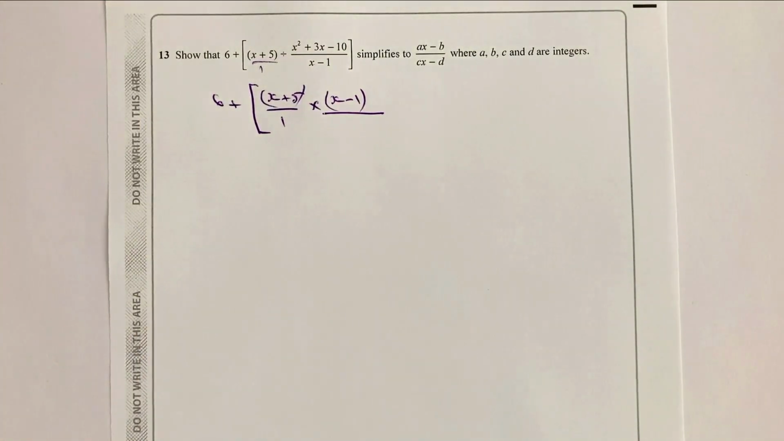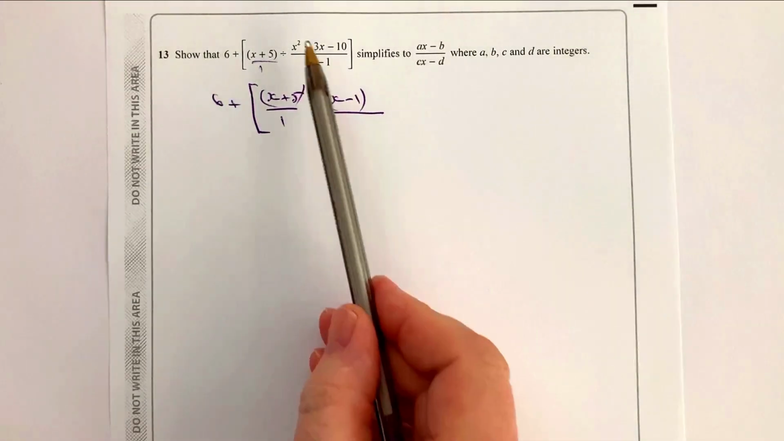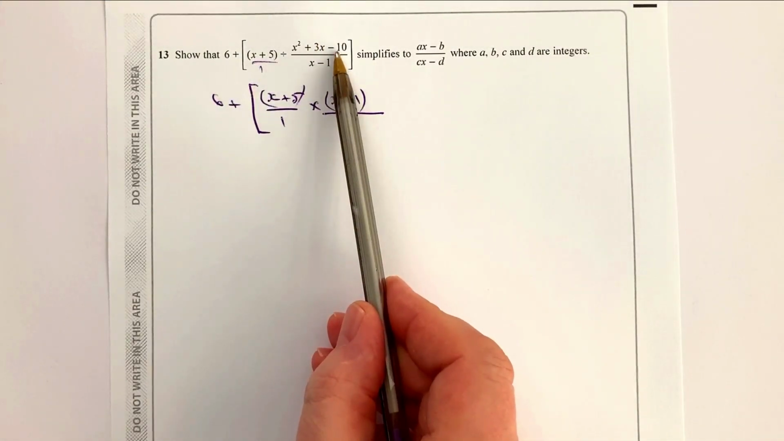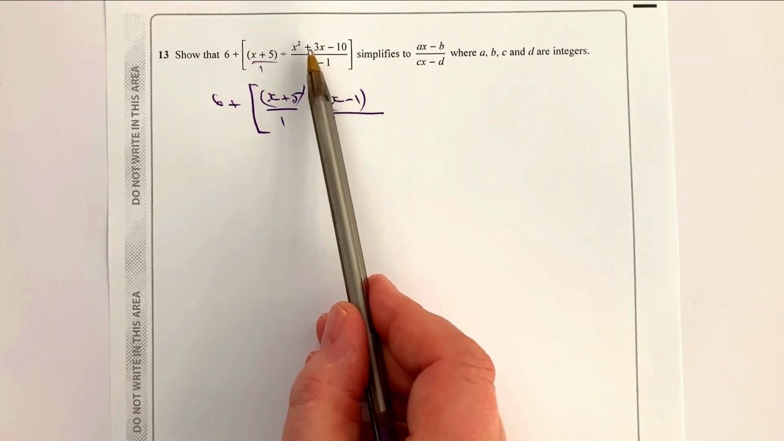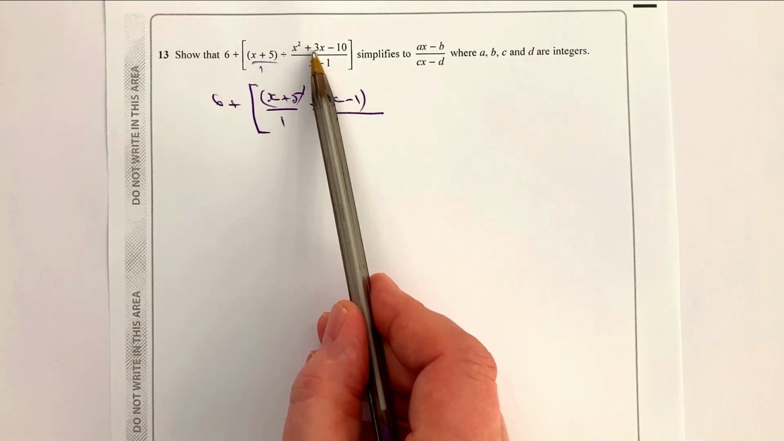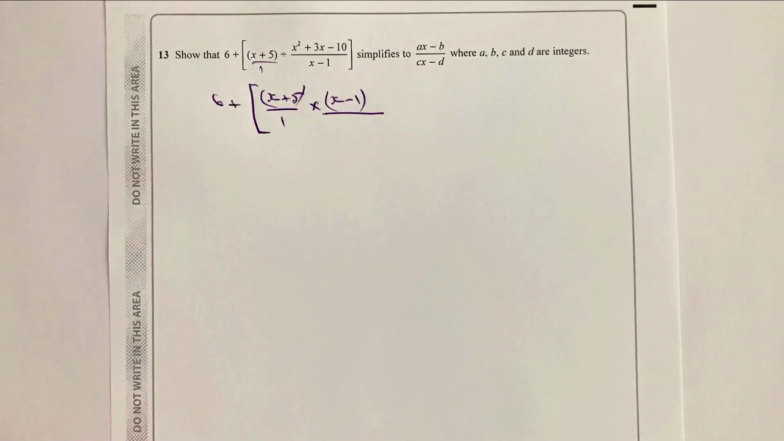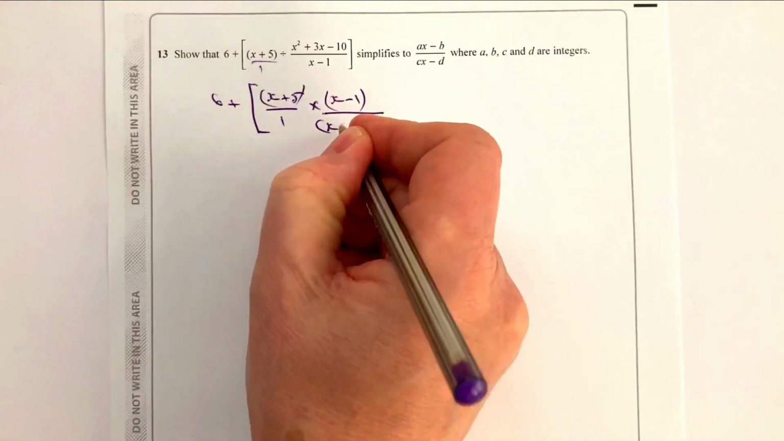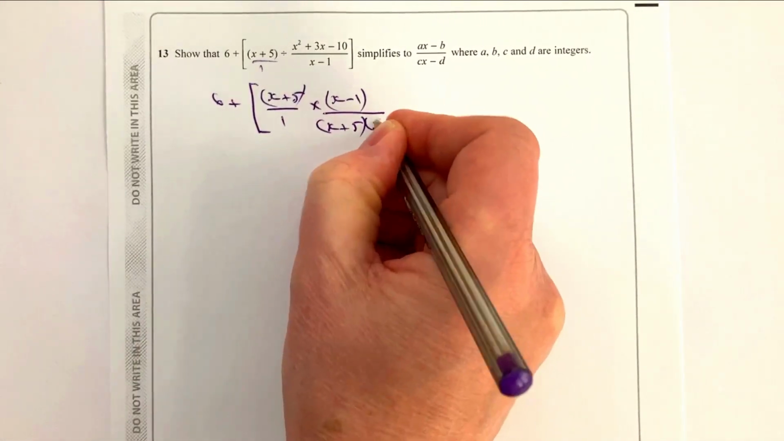Now, in order to work with this, what I'm going to do is actually factorize that one straight away. So x squared plus 3x minus 10, well, I want two numbers that when I multiply them together make minus 10, which is 5 and 2. And when I add them together make plus 3, well, that's going to be positive 5 and minus 2, and that will give me minus 10 when I multiply them together. So I've got x plus 5 multiplied by x minus 2.